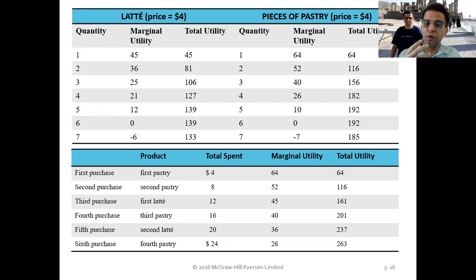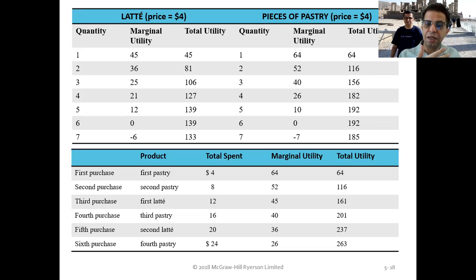The third one, we notice that it is going to give us 40 marginal utility if we buy a pastry, in comparison with the latte, which is going to give us 45. So here, we switch the choice: instead of buying the third pastry, we buy the first latte, which is giving us 45 instead of 40.